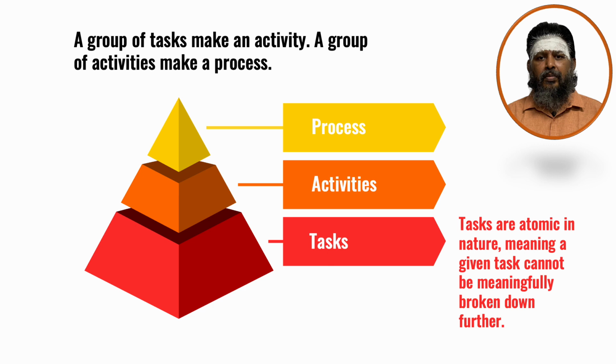Let us visualize the relationship between process, activity, and task. A group of tasks make an activity. A group of activities make a process. Tasks are at the lowest level and the process is at the highest level. The relationship between a process, activities, and tasks can be better understood with an example.